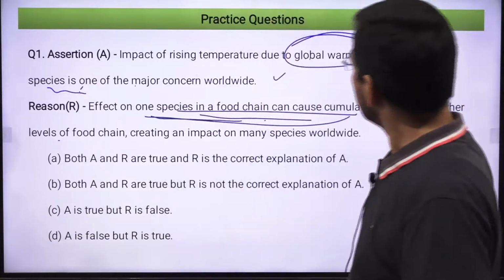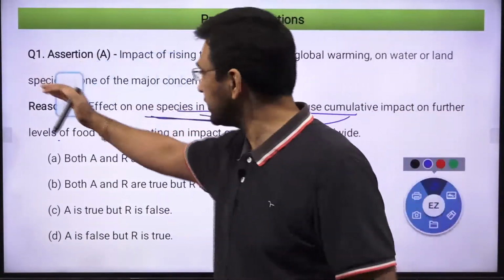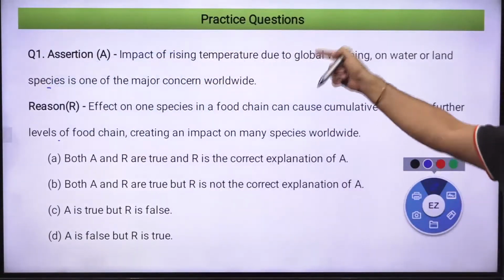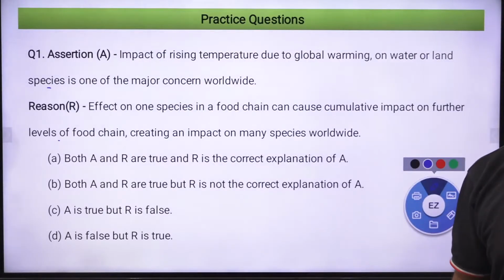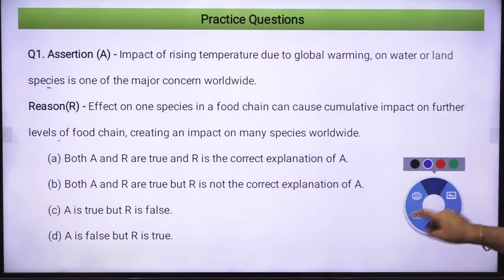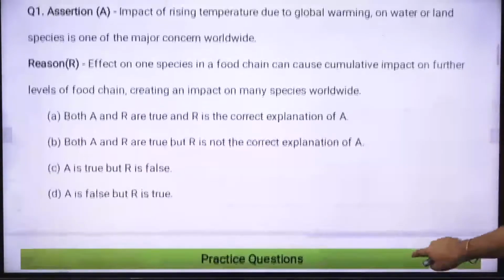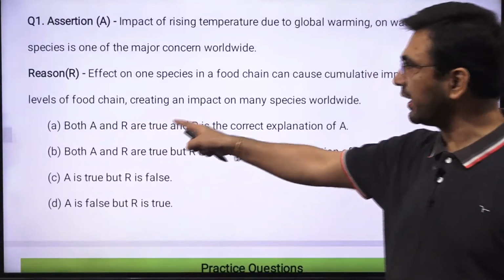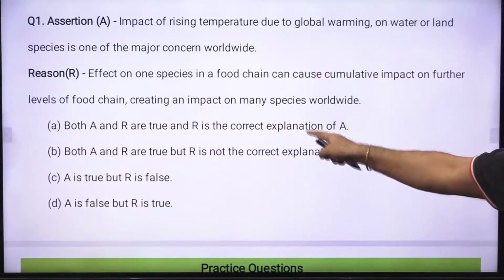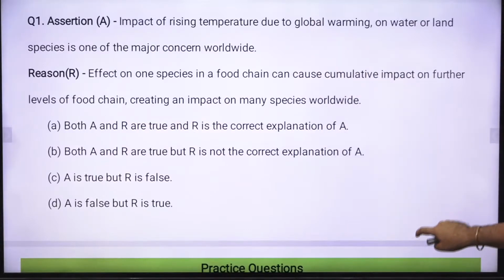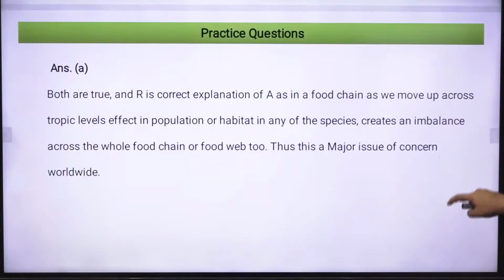So we can say that both of these statements are correct, and the second one is the correct explanation for the first one. Okay, so that is how you have to see. So which one is that? Over here you have mentioned A and R, both are correct, and R is the correct explanation for the first one. So the same thing has been explained to you over here.